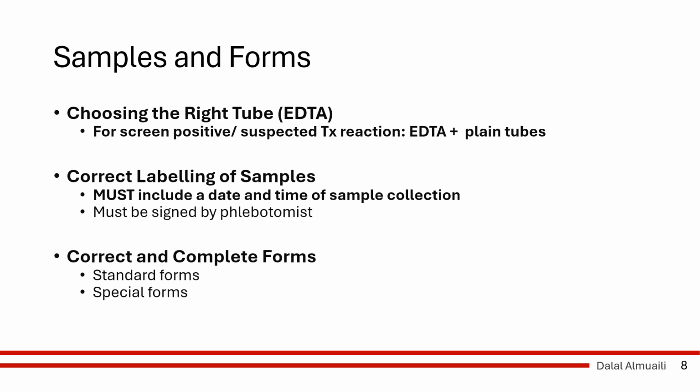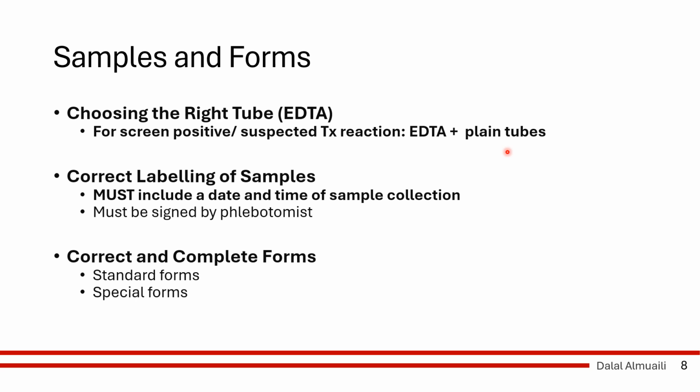Samples and forms. It is very important for you to choose the right tube for the tests required. If you are requesting an ABO, an RHD, and a screen, in most cases, in most hospitals around the world, you will require an EDTA tube. If you are dealing with a patient that has known antibodies, or if you send the EDTA and the antibody screen comes up positive, then it is very likely that most hospitals around the world, and all hospitals in Kuwait in that case, will require a plain tube as well.